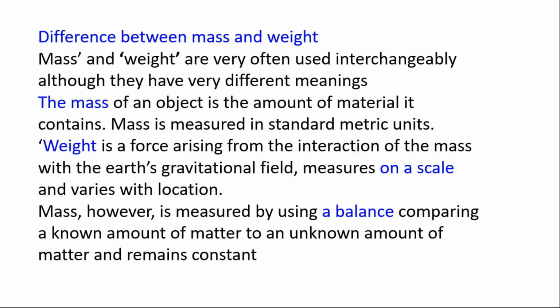And weight varies with location, whereas mass will not vary. Mass will be the same. So if I buy 1 kilogram of atta in Mysore, it will be the same mass in the US, but the weight will be different because the Earth's gravitational pull is different. So please remember that now you know the difference between mass and weight. Please use these terms correctly as mass and weight.